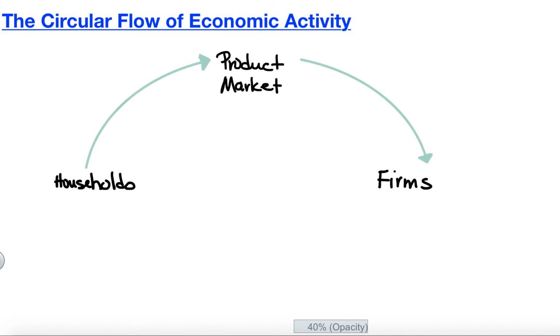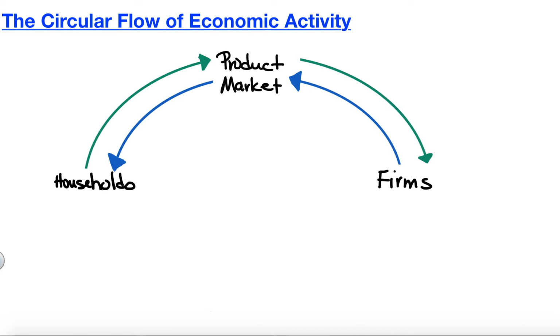Well, households and firms interact in two different ways. They interact in what's called the product market and the resource market. Let's cover the product market first. Okay, so how do firms and households interact in the product market? Well, let's assume that households have some amount of wealth. They are going to take some of that wealth and through the product market purchase goods and services from firms.